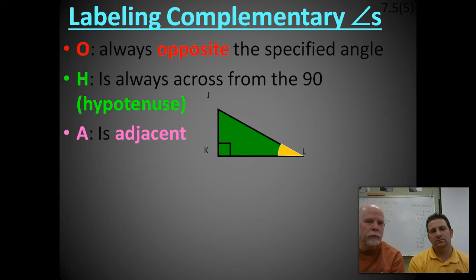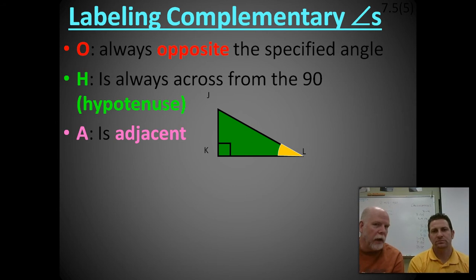What does adjacent mean from back when we were talking about adjacent angles? Adjacent means right next to. So adjacent is the side that is right next to the angle. In fact, the side makes up part of the angle. For angle L, the side right next to it is KL, the bottom of the triangle. So you have to understand that. That's what all of this is based on.